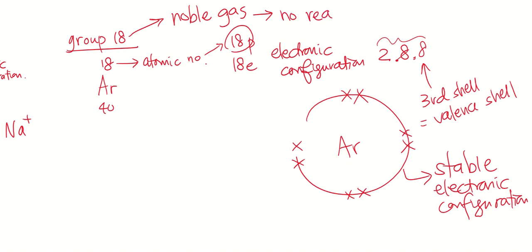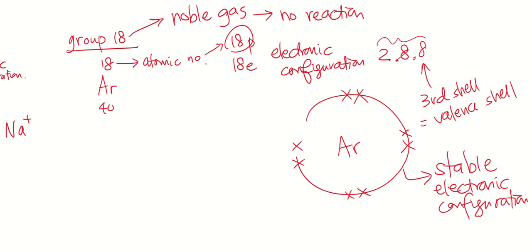They are forever alone. Argon will just stay by himself. He sees another atom, he will just stay by himself. Once you receive 2, 8, 8, your last shell has 8, right? You have a stable electronic configuration.